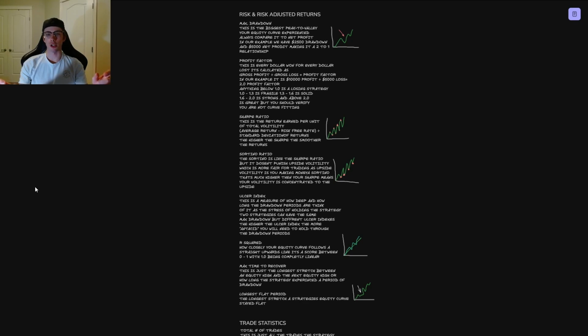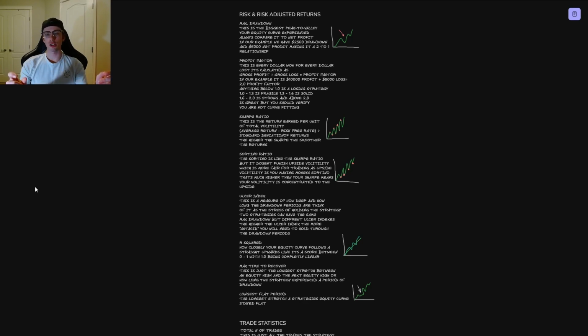So it's your average return minus the risk-free rate divided by the standard deviation of returns. So the higher the Sharpe ratio, the smoother your returns are, but it also penalizes you for upside volatility, which is good for trading, not just the downside volatility. Because with all the upside volatility, you're making money, which relates us into the Sortino ratio.